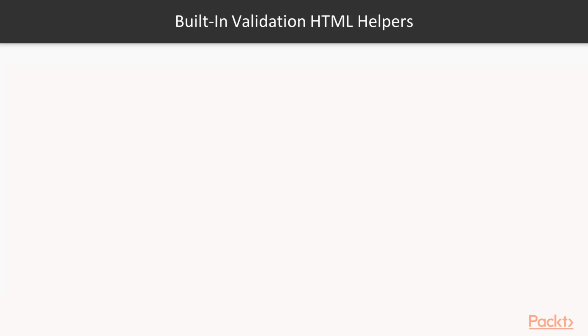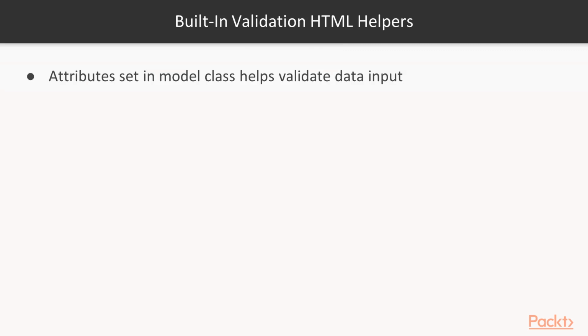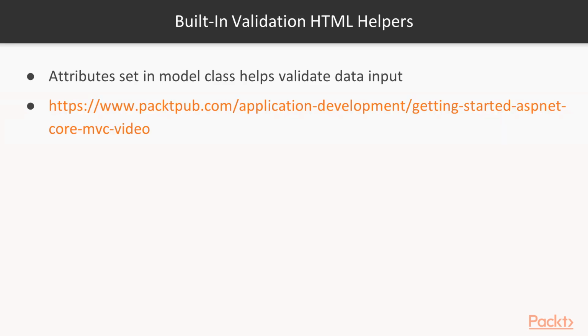There are also the HTML helpers for data validation message display. You can set attributes in your model classes for validations. There are many attributes available for this purpose. When an error occurs in user data input, and ASP.NET detects that error due to the attributes set in the model class, the model validation will fail, and ASP.NET will generate the appropriate error message based on these validation helpers that you can set in your views. I've discussed validation attributes in the first part of this course. Here is the link for that course should you need to brush up on the basics of validation.